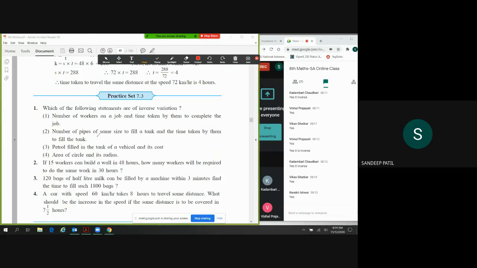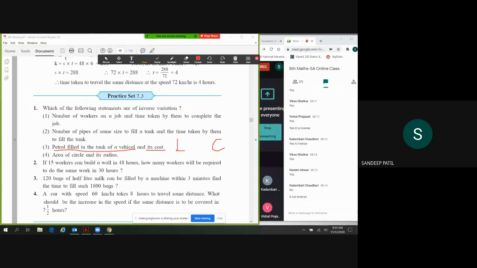So let's see: petrol filled in the tank of a vehicle and its cost. Is this an inverse problem? Suppose we take the petrol as L and the cost as C. We filled 1 litre and the cost is like 100 rupees. If we increase the quantity to 2 litres, will the cost decrease? No, right? It will increase. So this is not a case of inverse variation.